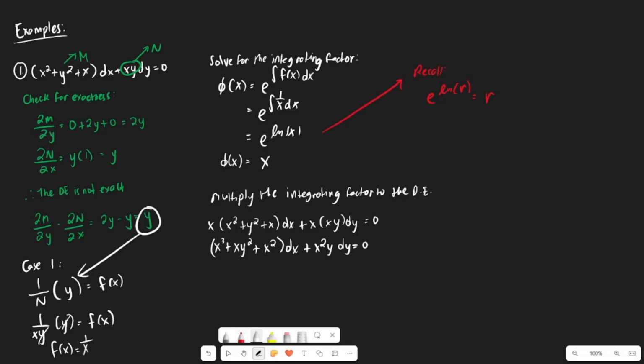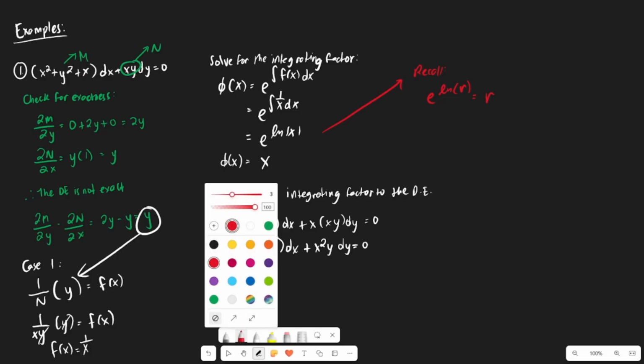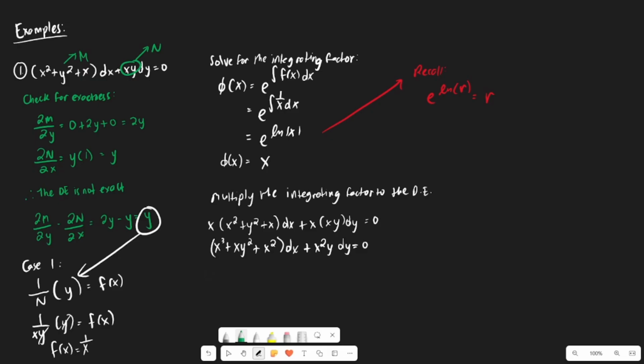So this time, let's check for exactness. Let's see if it really becomes exact after we have multiplied the integrating factor. So let's check for exactness. Partial of M with respect to y is equal to, and let's also get the partial of N with respect to x.